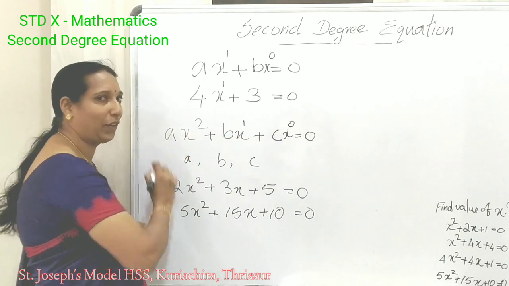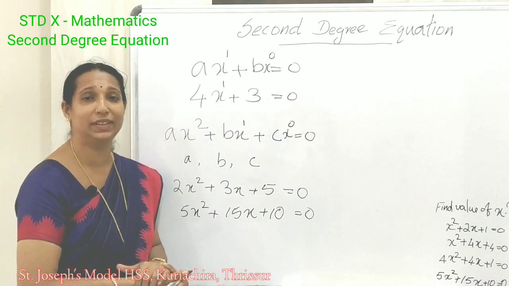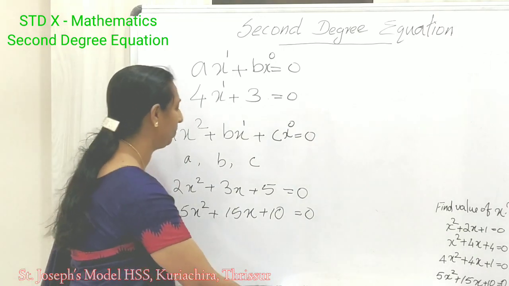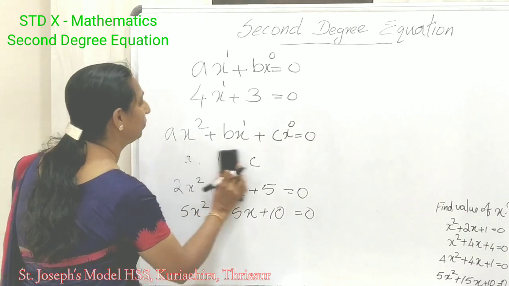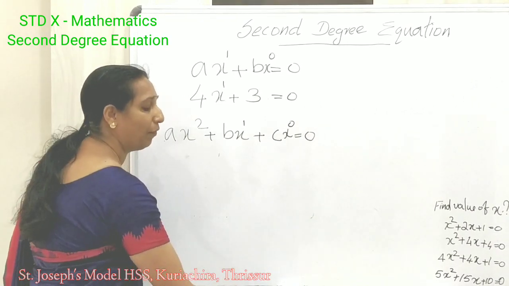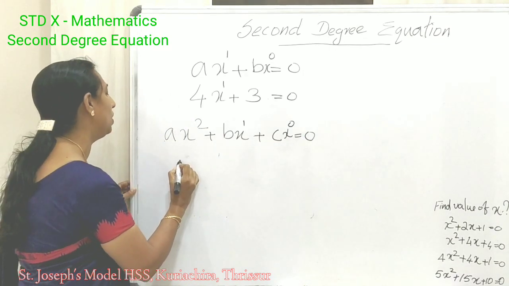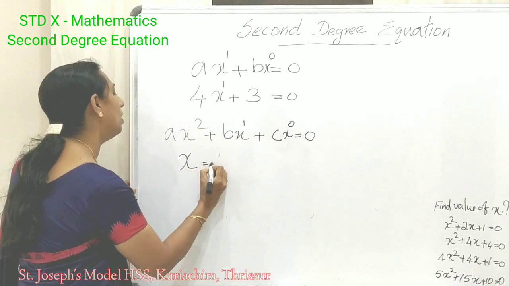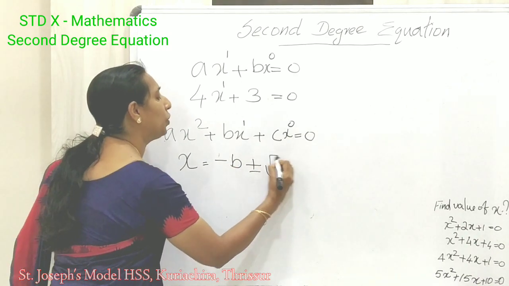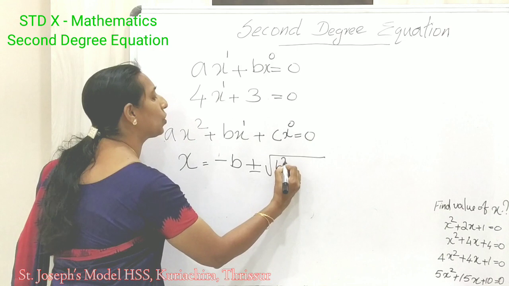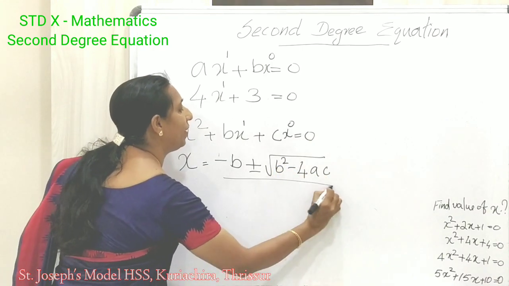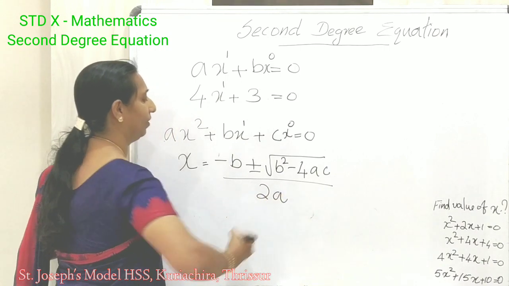From this second degree equation, next we are studying about the formula for finding out the value of x. What is the value of x in this equation? Value of x is equal to minus b plus or minus root of b square minus 4ac all divided by 2a.